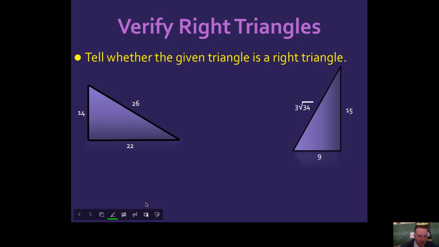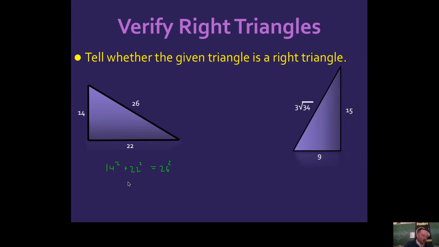So remember what the converse of the Pythagorean theorem says. Take your two smallest sides, which would act as your legs if it is a right triangle, square them and add them. Take your biggest side, which would act as your hypotenuse if it is a right triangle, and square it. Does this equal this?